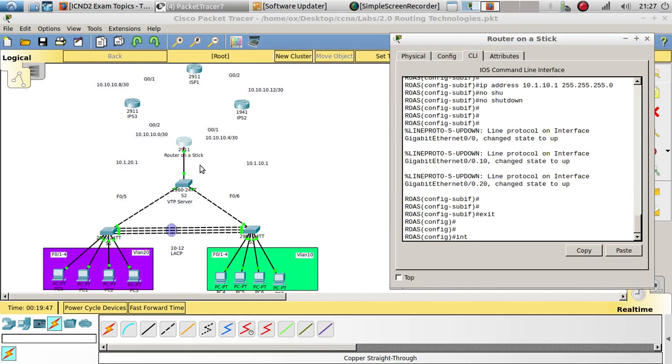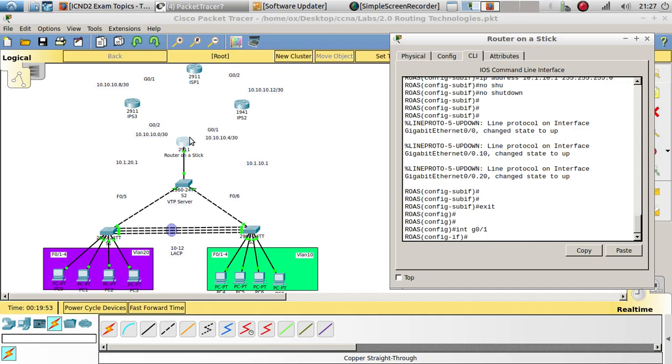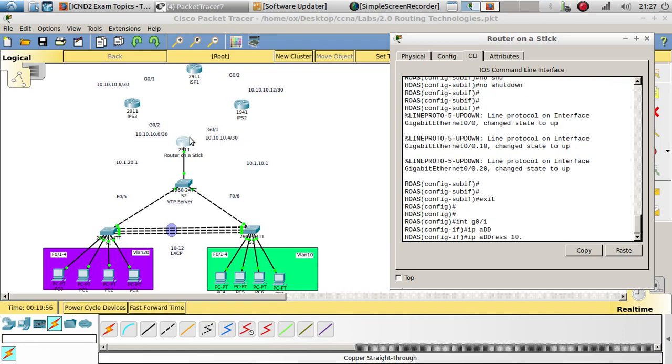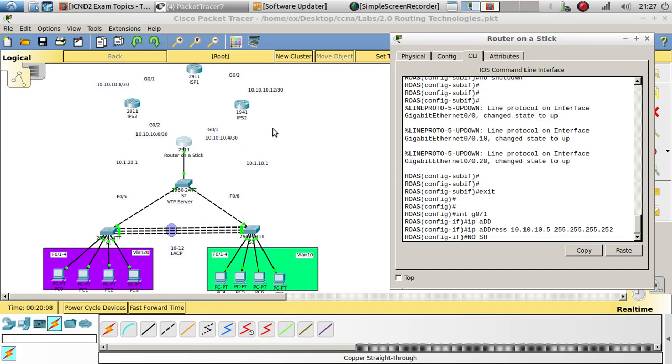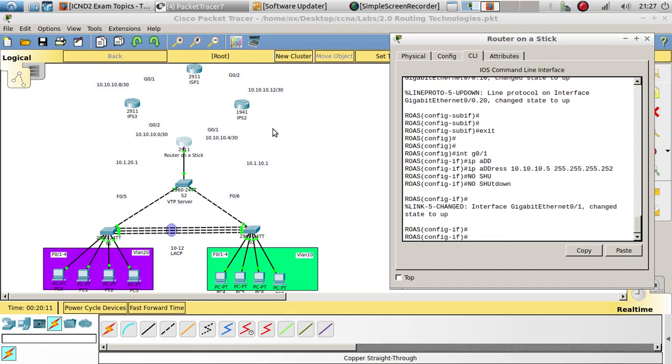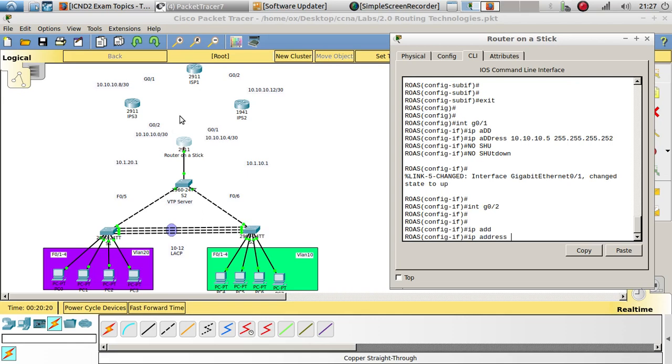So since we now know that I need to go to gigabit 0/1, and I need to configure an IP address of 10.10.10.5, which is the first usable IP address for this subnet right here, and then 252. Now shut down. Let's make this like this, and now we can go to this side over here. The IP address is going to be 10.10.10.1, which is the first usable IP address for this subnet. 252.